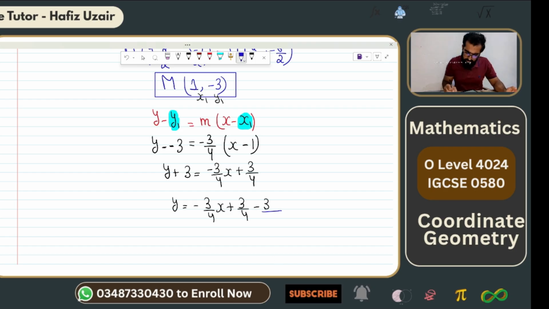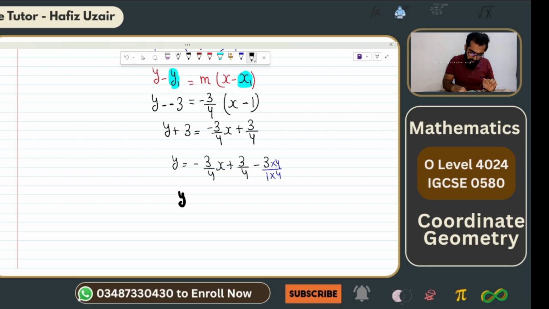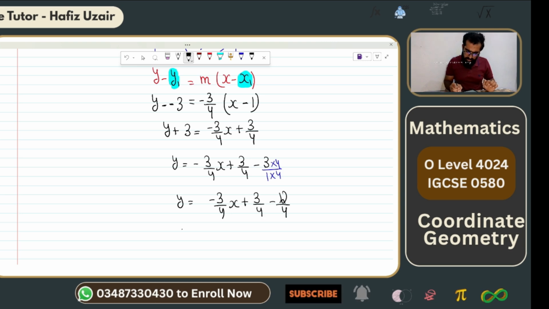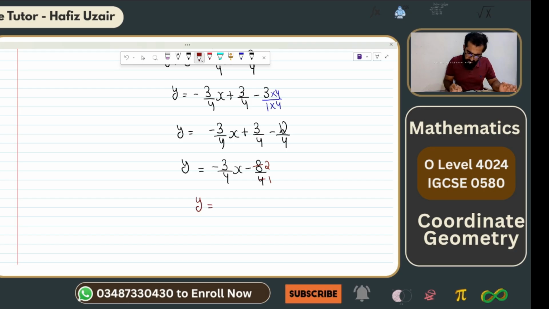Let's make our denominators the same. So 3 is 3 multiplied by 4 over 4. So you will get y is equal to minus 3 by 4 x plus 3 by 4 minus 12 by 4. So lastly we get y equals minus 3 by 4 x minus 8 by 4. We can simplify the 8 and 4 terms. So the last equation is y equals minus 3 by 4 x minus 2. This is the final equation that you will get over here.